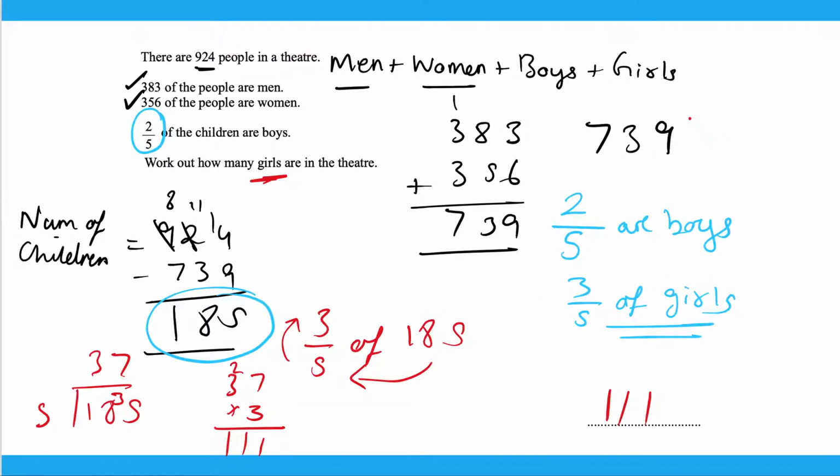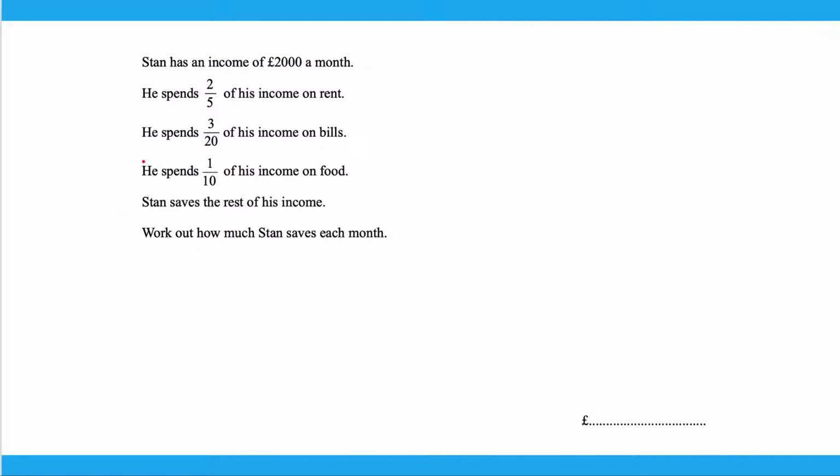Okay, final question for this topic. We have another sort of long question. Okay, so Stan has an income of 2,000 pound a month. He spends 2/5 of his income on rent, 3/20 on bills, 1/10 on food, and then he saves the rest. Work out how much Stan saves each month.